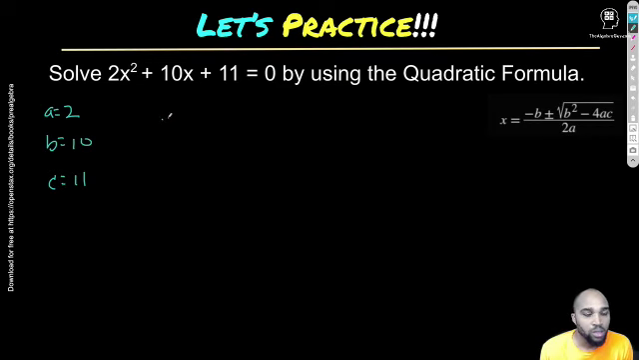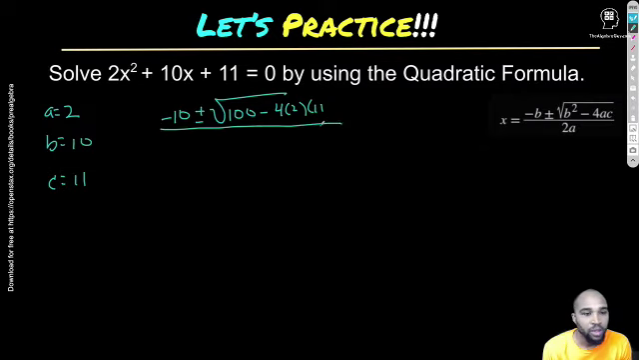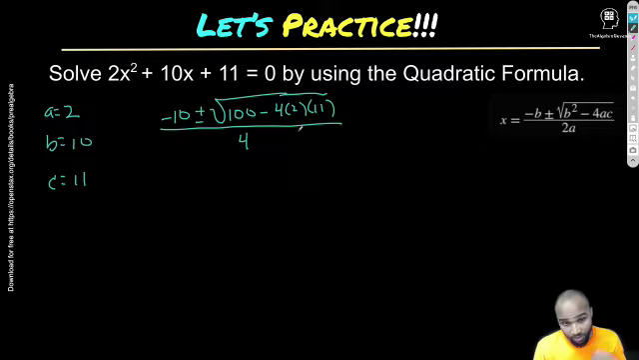So let's do this one, -10 plus or minus the square root of B squared, which is 100, minus 4 times 2 times 11, all divided by 2 times A, which is 4. So I went ahead and multiplied these and squared that, if you don't mind, just to save us an extra step. 100 minus what? 4 times 2 is 8. 8 times 11 is 88. 100 minus 88 is going to be 12. So we already know underneath that radical it looks like it's 12.